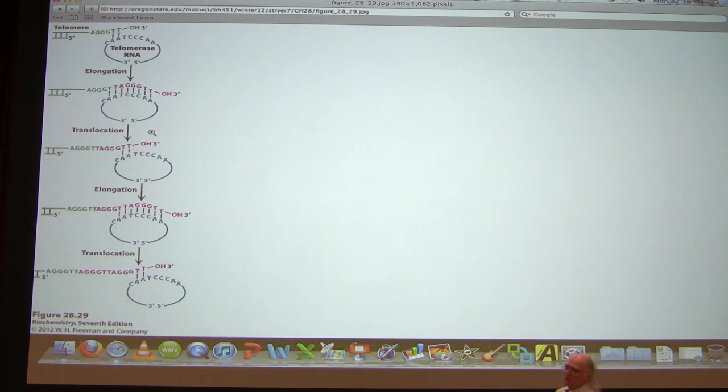So yeah, stem cells will have telomerase active. Yeah, so that's pretty important that they have that. You bet.